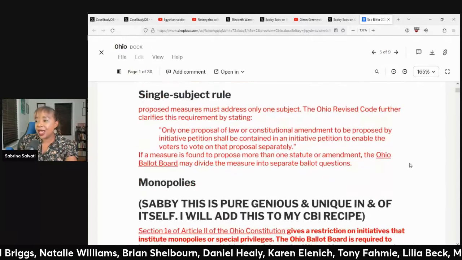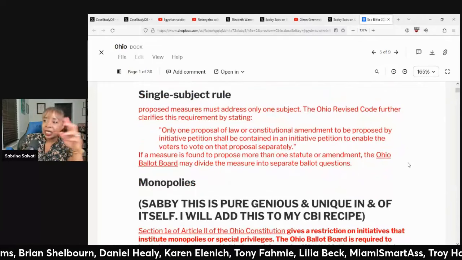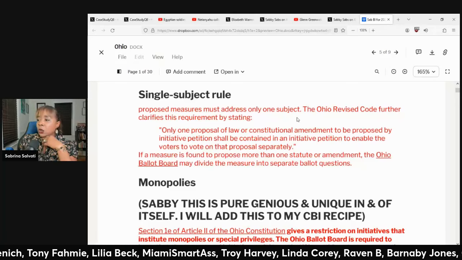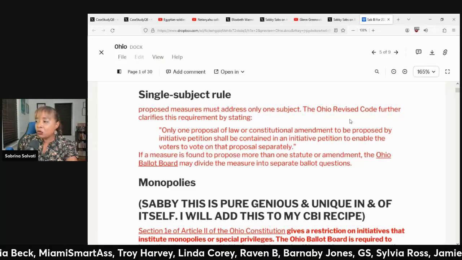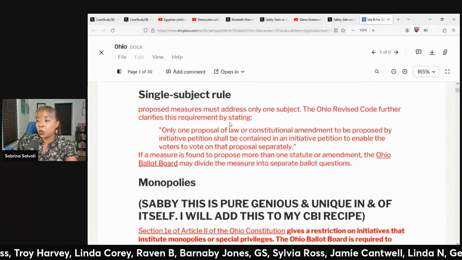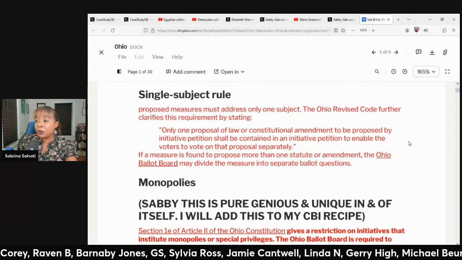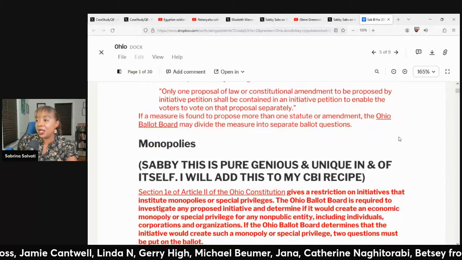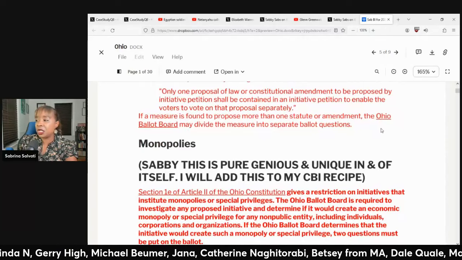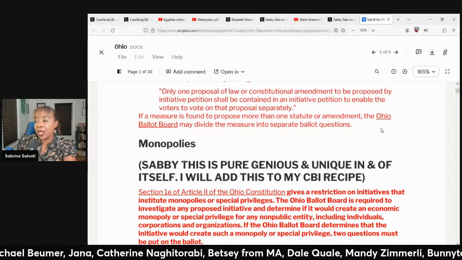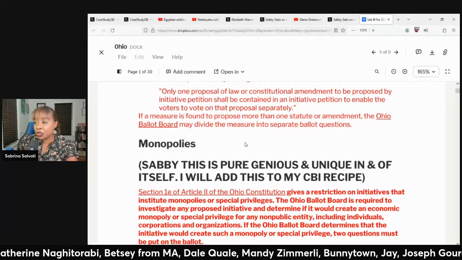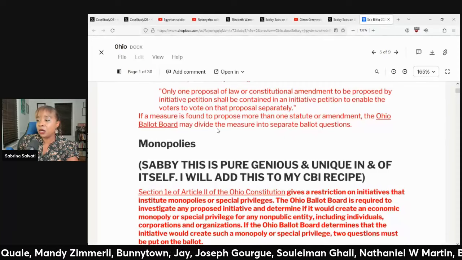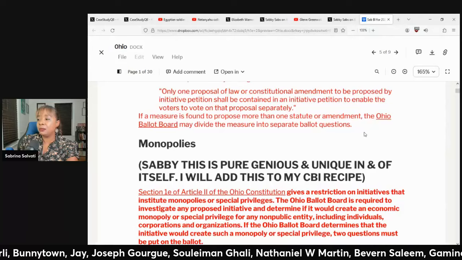Now, Ohio does have a single subject rule. The single subject rule in Ohio: proposed measures must address only one subject. The Ohio Revised Code further clarifies this requirement by stating only one proposal of law or constitutional amendment to be proposed by initiative petition shall be contained in an initiative petition to enable the voters to vote on that proposal separately. If a measure is found to propose more than one statute or amendment, the Ohio Ballot Board may divide the measure into separate ballot questions.